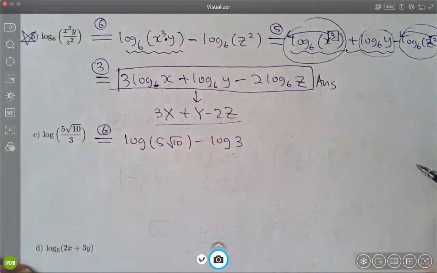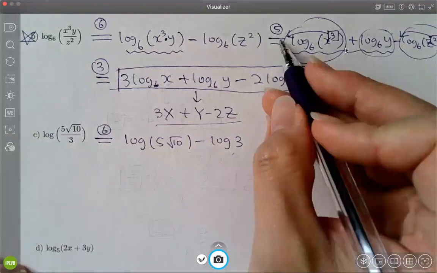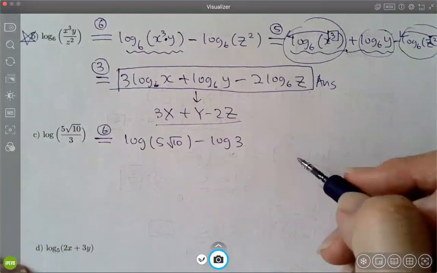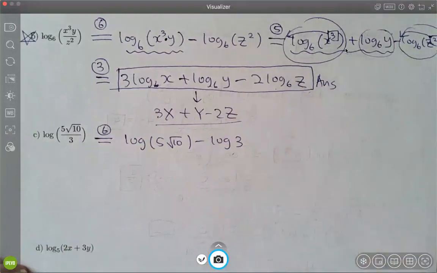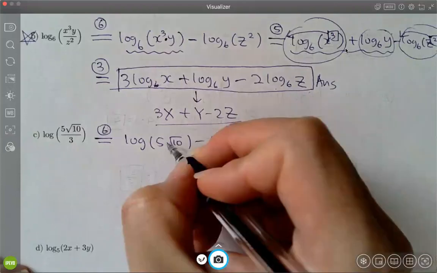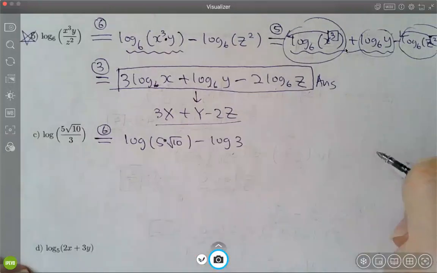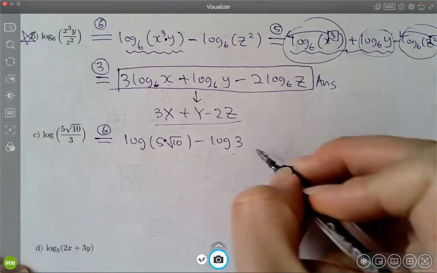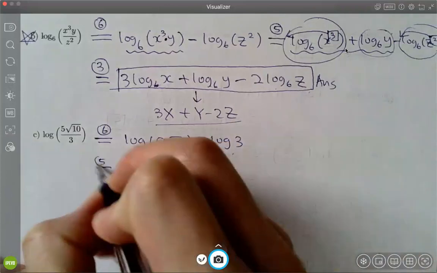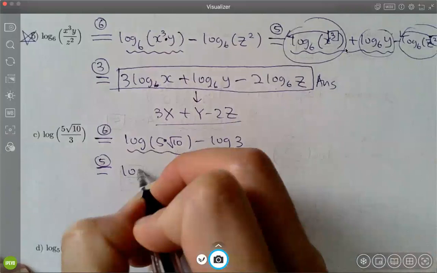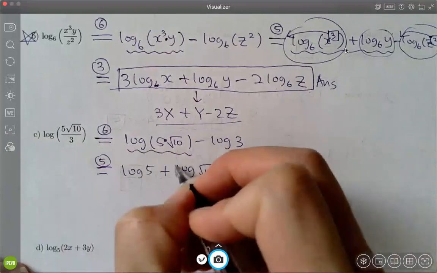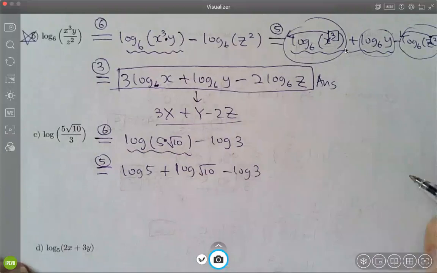Okay, and now, can we apply rule number 5? Or do we see the product within the log? Yes, and what's the reason? 5 square root of 10 means 5 times square root of 10. Okay, so we can use rule number 5 here. So we have log 5 plus log square root of 10, and then minus log 3. And now, are we done? No. It seems like we are done, but no, we are not done.